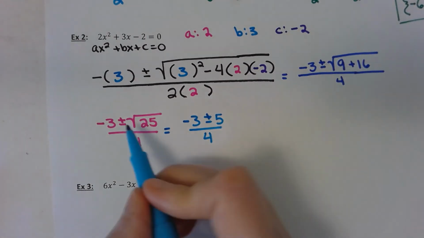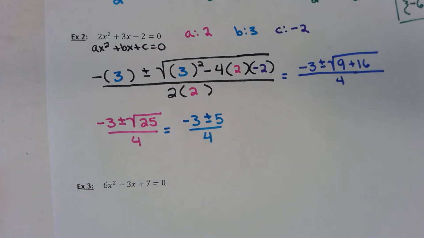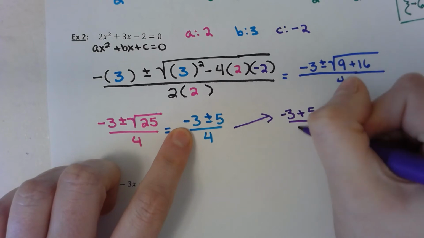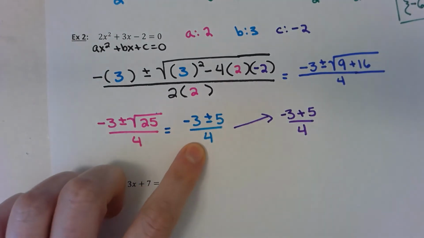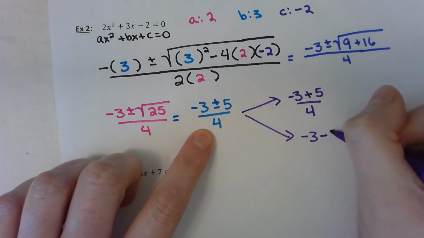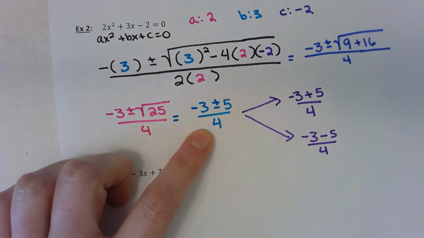And remember, when you take the square root of 25, the square root sign is gone. And now we can break this apart into our 2 different problems. The first problem would be negative 3 plus 5 divided by 4. And the second equation would be negative 3 minus 5 divided by 4. So you break up the plus or the minus sign.